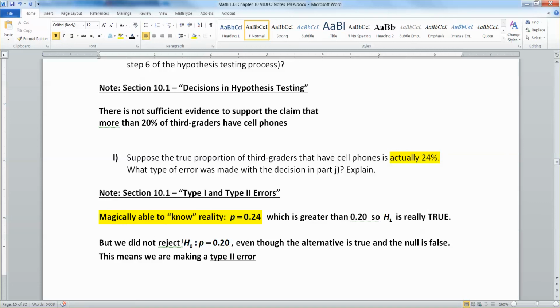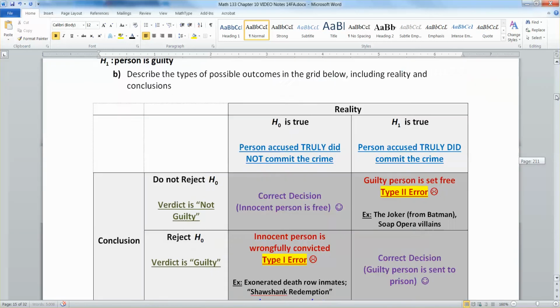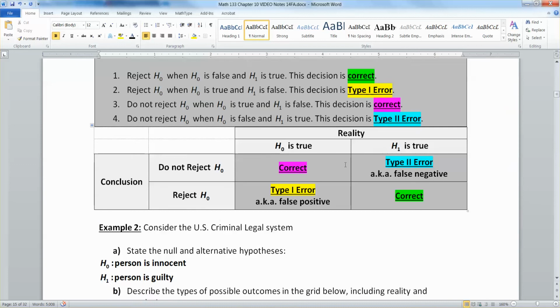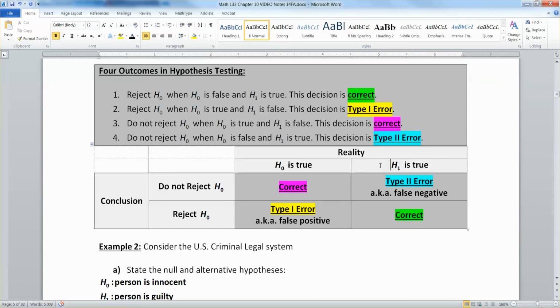But we did not reject the null hypothesis, right? And even though the alternative is actually true and the null was false, this means we are making a type 2 error. Type 2 is when you do not reject the null hypothesis and you actually should have because it was false. Whenever you're getting confused on those ones, it really pays to go back to that page that has the box right here and think about, okay, they're saying that H1 is actually true. They're saying that p is greater than 0.20. So the error I'm going to make from that is a type 2. If I do not reject the null hypothesis, which I didn't, then I'm making a type 2 error.